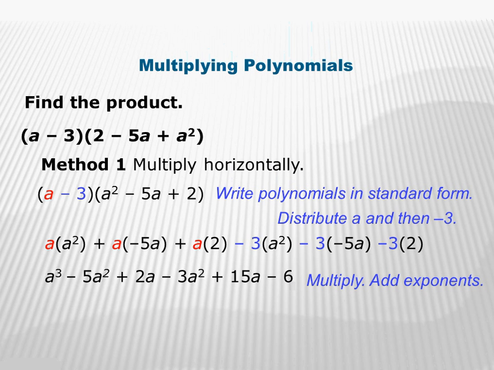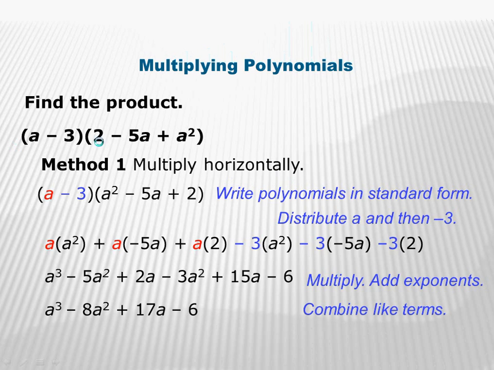Negative 6. My last step then is to combine all of my like terms. So I don't have any other a cubed, so that one I leave alone. Then I have a negative 5a squared and a negative 3a squared. That's negative 8a squared. I have a 2a and a 15a for 17a, and then I don't have any other constants, so I just have my negative 6. So that was the horizontal method.